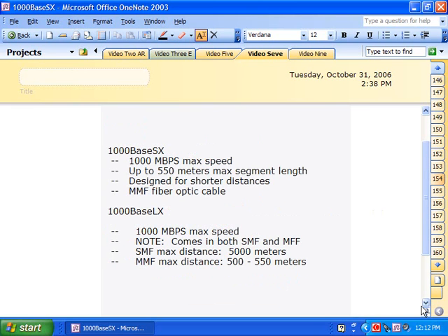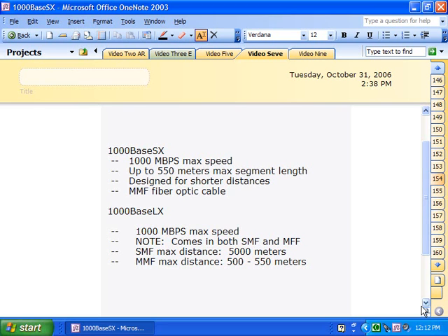1000 base SX, again 1000 meg maximum speed. I say up to 550 meters maximum segment length. If they happen to ask you about this cabling type on your exam, there's documentation out there that says it runs 500 meters maximum length or 550, and no one seems to agree on it, so I would go with the range of 500 to 550, and that should be more than enough. Designed for shorter distances, as I mentioned, and it is MMF fiber optic cable.